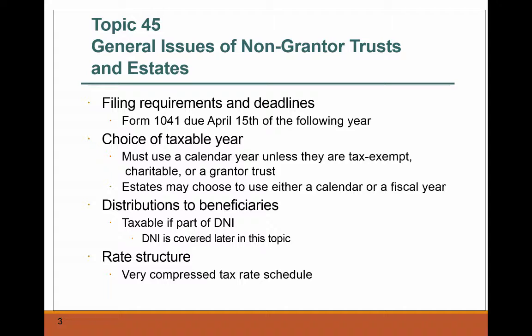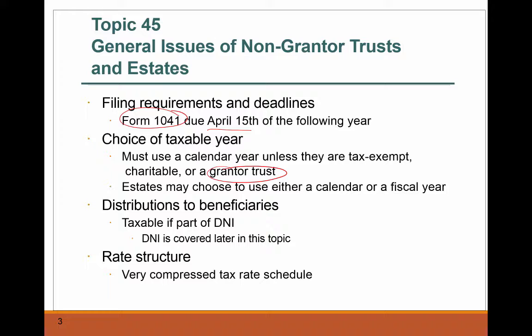So there are filing requirements and deadlines. For a trust and estate, you have to know that it's Form 1041, also due by April 15th, similar to individual returns. You have a choice of a taxable year, but you must use a calendar year unless the trust or estate is tax exempt, charitable, or a grantor trust. So if it's a grantor trust, you must use a calendar year. Otherwise, you may have a choice. Estates may choose either a calendar or a fiscal year. So trusts are a bit more regimented.